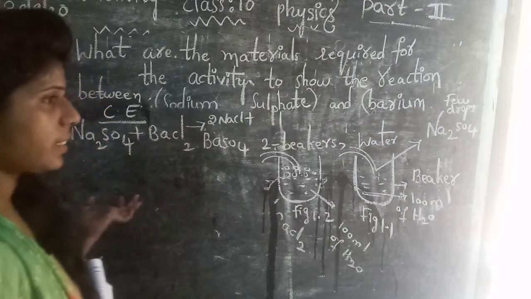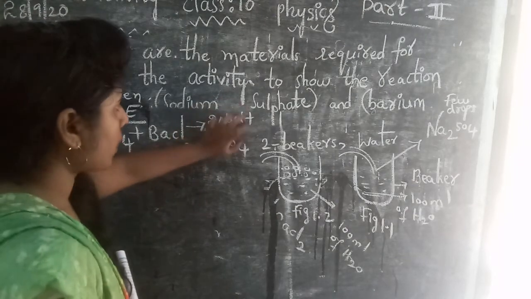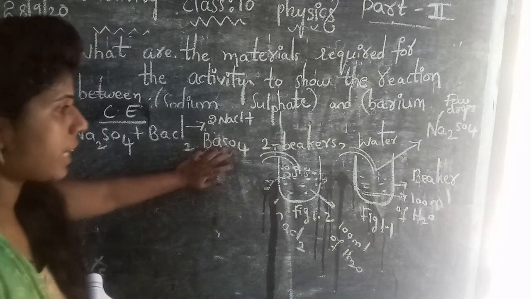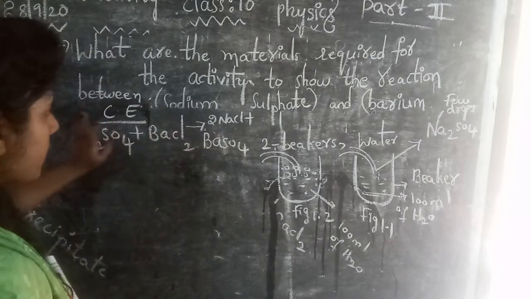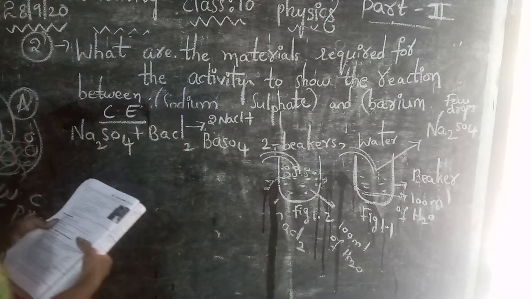White color crystal, right? That is salt. So sodium chloride we are getting, then barium sulfate, which we observe by doing this experiment. Chemical equation we got, yes or no?